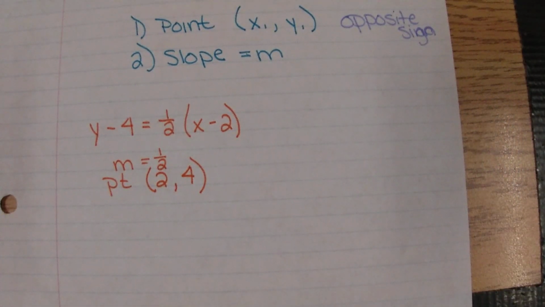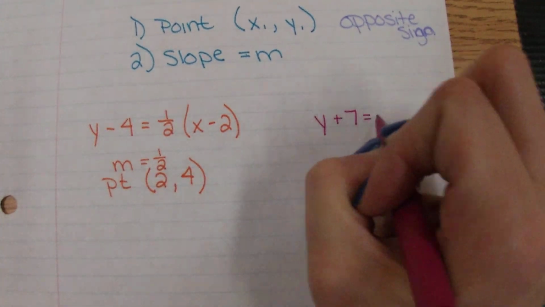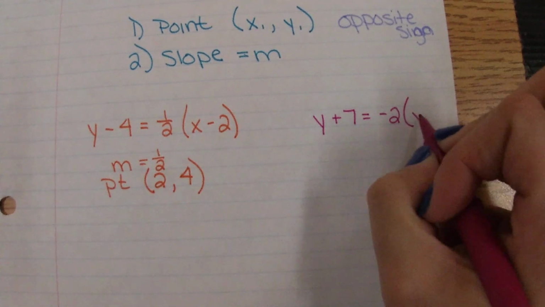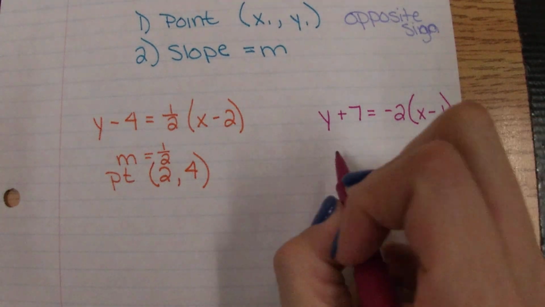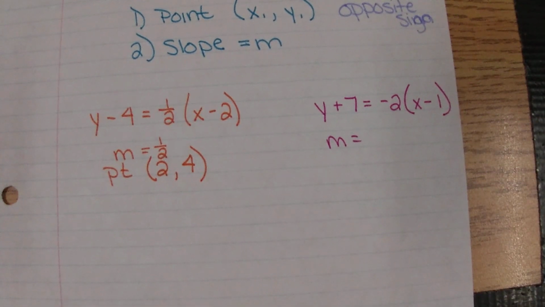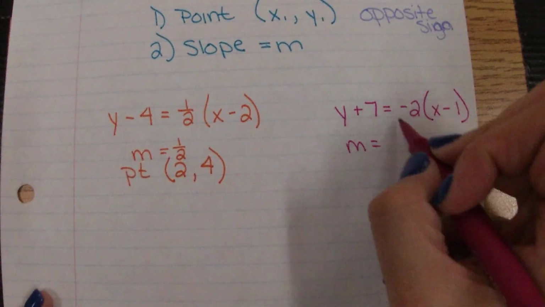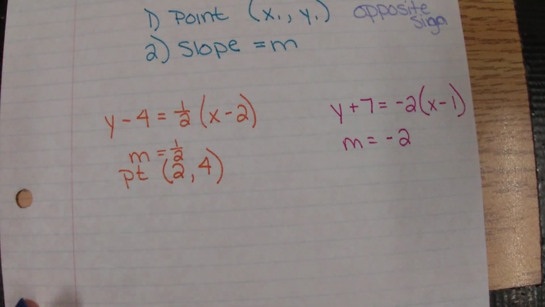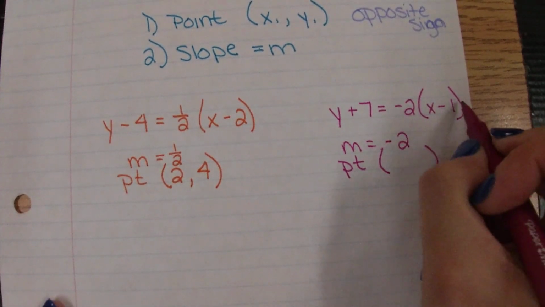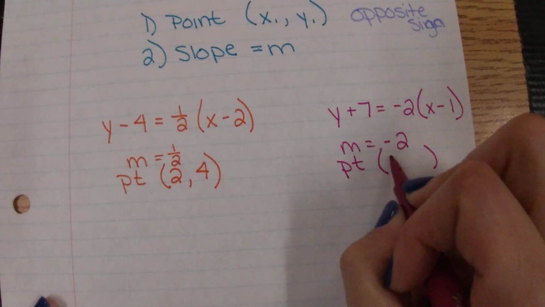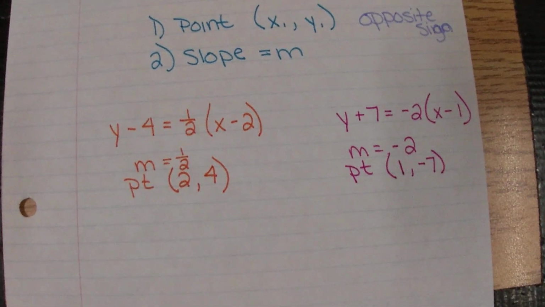Let's look at another one just to make sure we're okay with that. How about y plus 7 equals -2 times x minus 1. Okay, the slope we do not take the opposite of. There is no negative up here in front of my m, so my m stays as the sign that I see it. So this is going to be a -2. My point, I do take the opposite sign. So it looks like a -1, I'm writing a +1. It looks like a +7, I'm writing a -7.